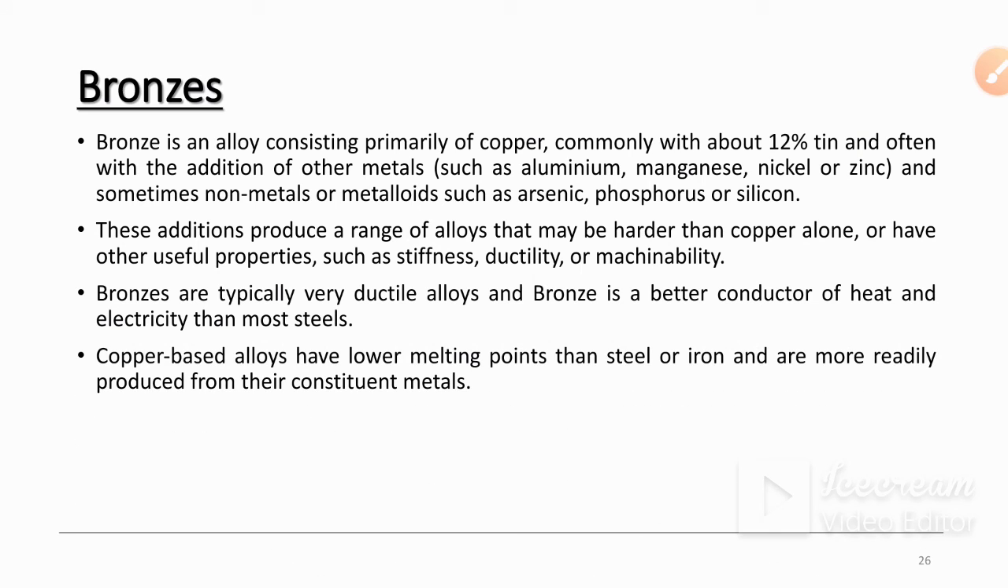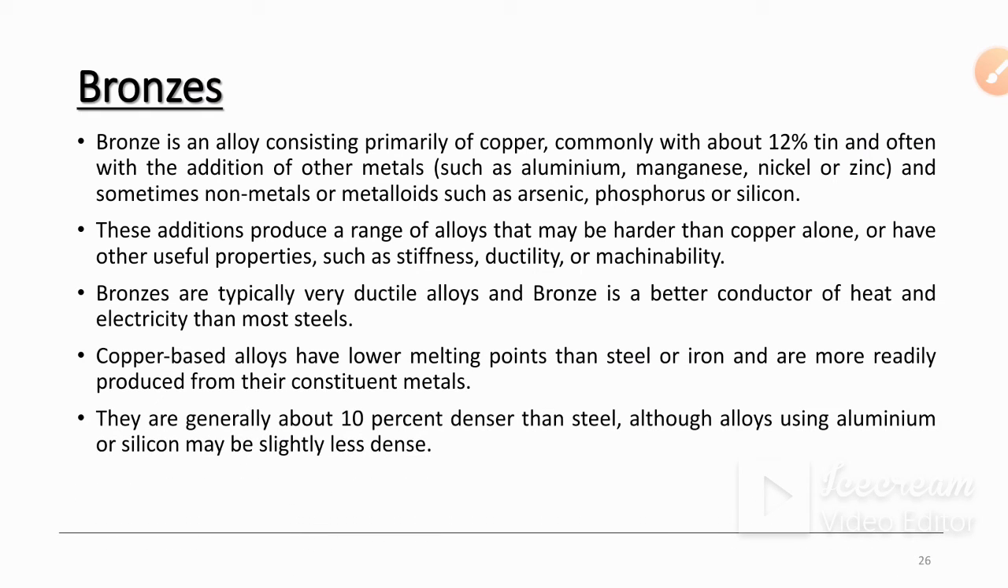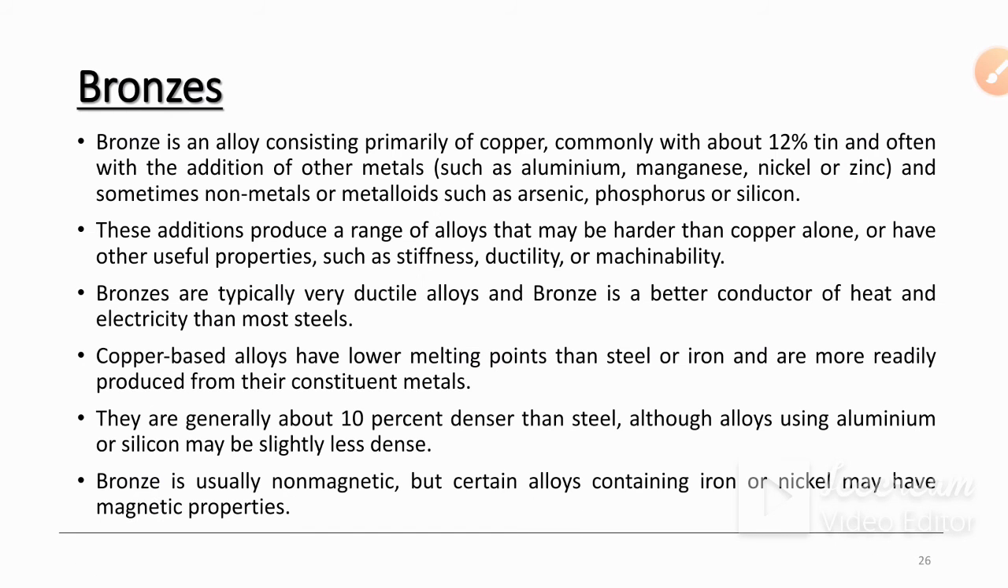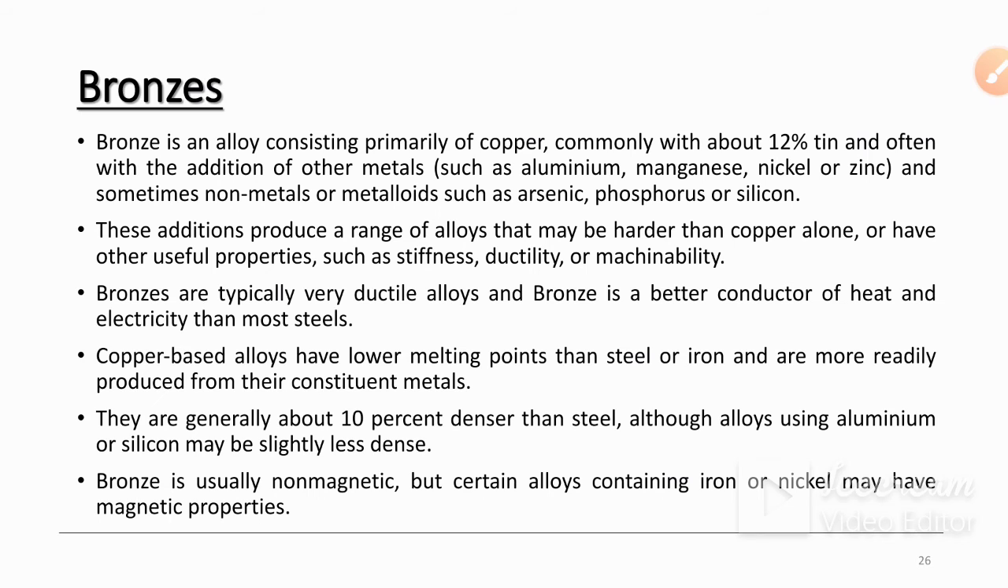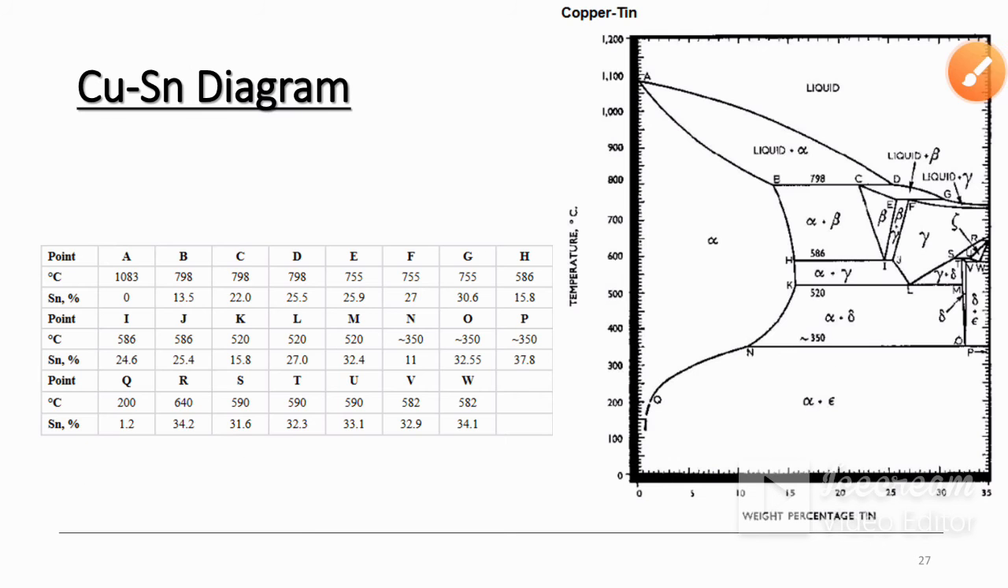Copper-based alloys have lower melting points than steels or irons and are more readily produced from their constituent metals. They are generally about 10% denser than steels, although alloys using aluminum or silicon may be slightly less dense. Bronze is usually non-magnetic, but certain alloys containing iron or nickel may have magnetic properties.